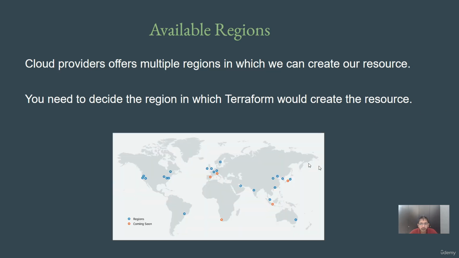For example, from AWS point of view, you see there are multiple sets of regions that are available. You have the Mumbai region, you have the Australia region, multiple regions in US, multiple regions in Europe, a region in South America and so on. So in which region you want to create your server? This is an important consideration to keep in mind.